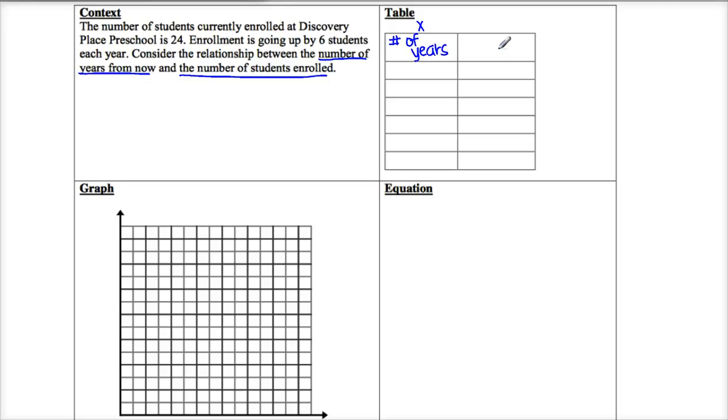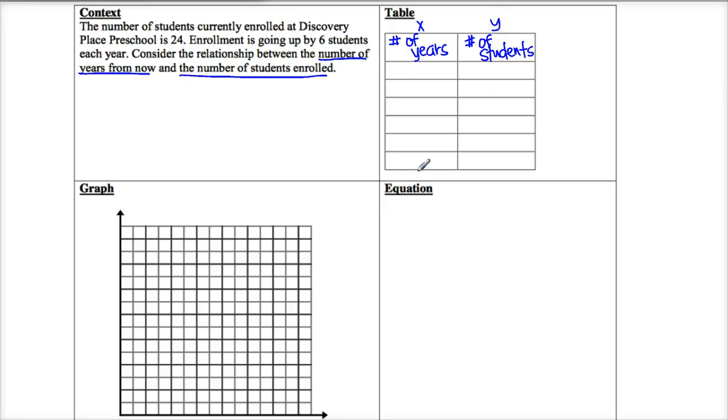And then we're comparing that with our Y column, which is the number of students enrolled. Number of students. Okay, once again, the unit of time is always going to be an X variable, and then Y is usually like a total of some kind. So the total number of students is going to be our Y value. Now let's see if we can fill in this table.